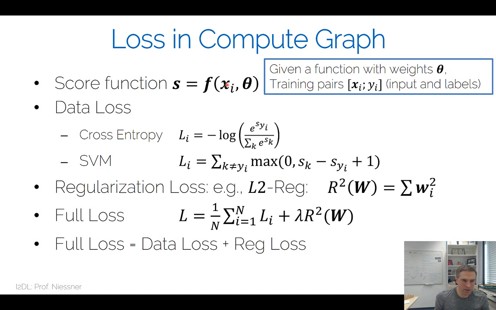So now we have our score functions, we have our loss functions, such as cross entropy and SVM. We have various regularizers. We talked about this one already. We have an L2 regularizer, for instance, which just tries to make sure our weights are small. And then we have the full loss, which is just summing this up. And then we compute our loss, we compute our gradients, and then we do an update step.